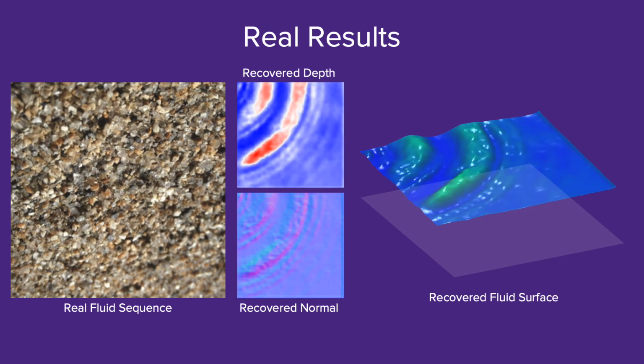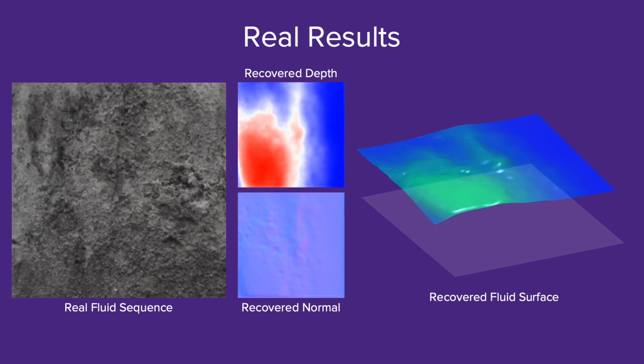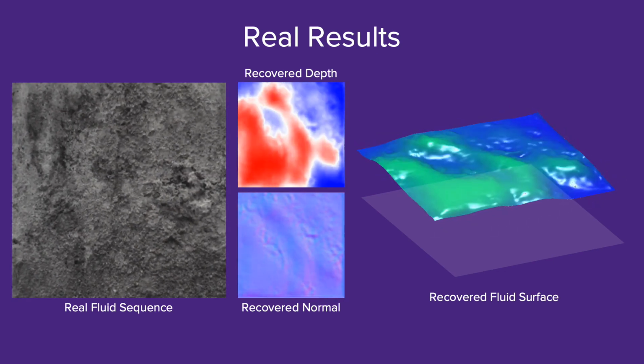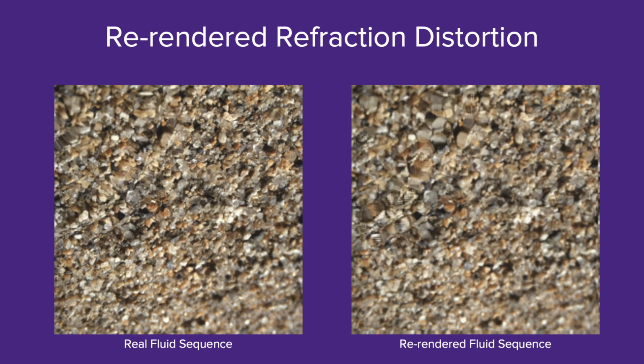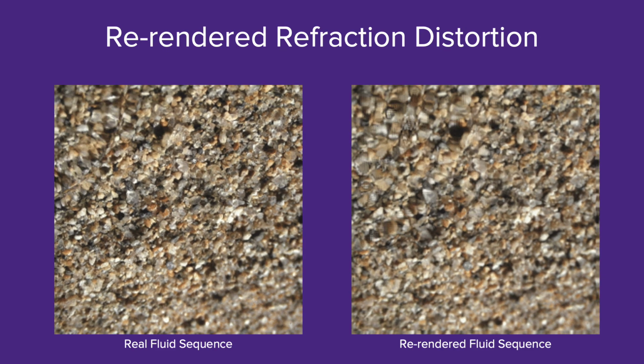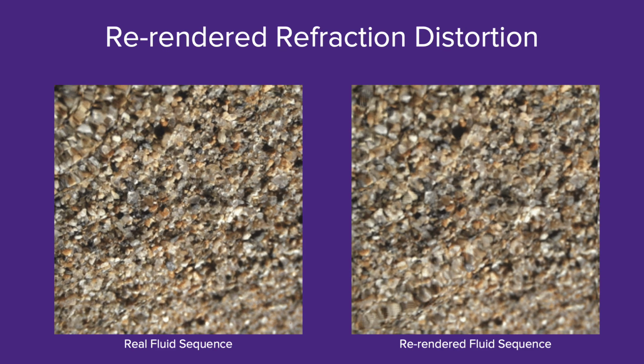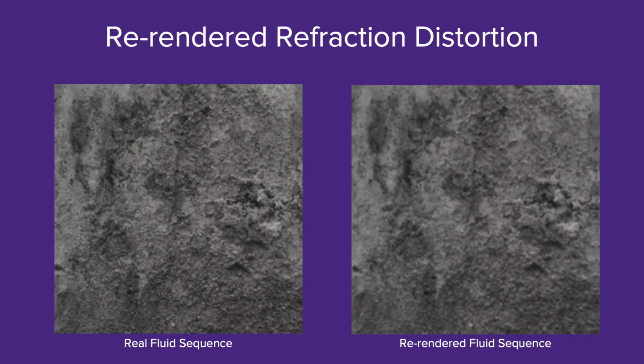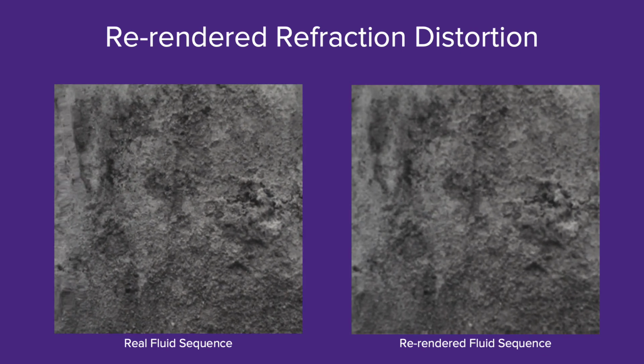This is a ripple wave with damping effects. This is a wave that is randomly disturbed. To validate our reconstruction, we compare the re-rendered refraction images with the real captured ones. We can see that the distortions are highly consistent.